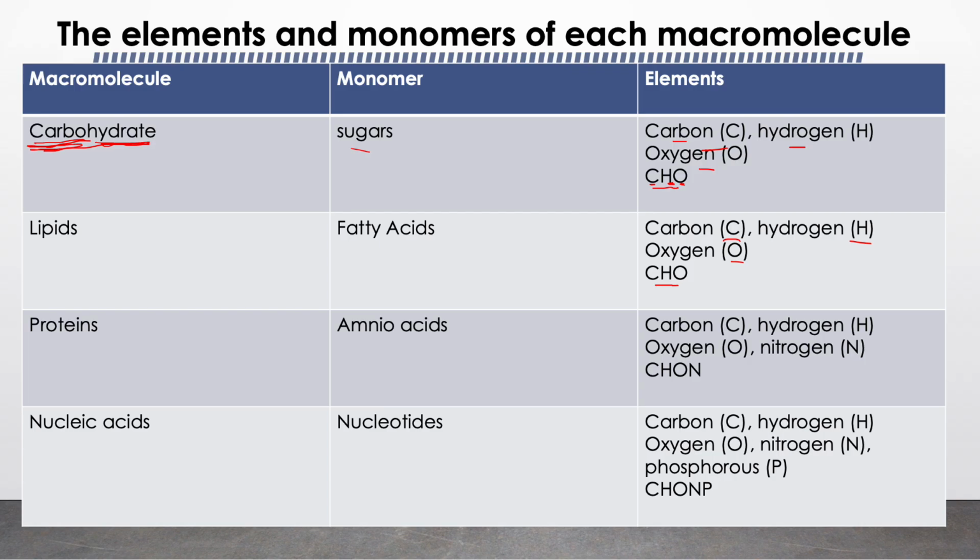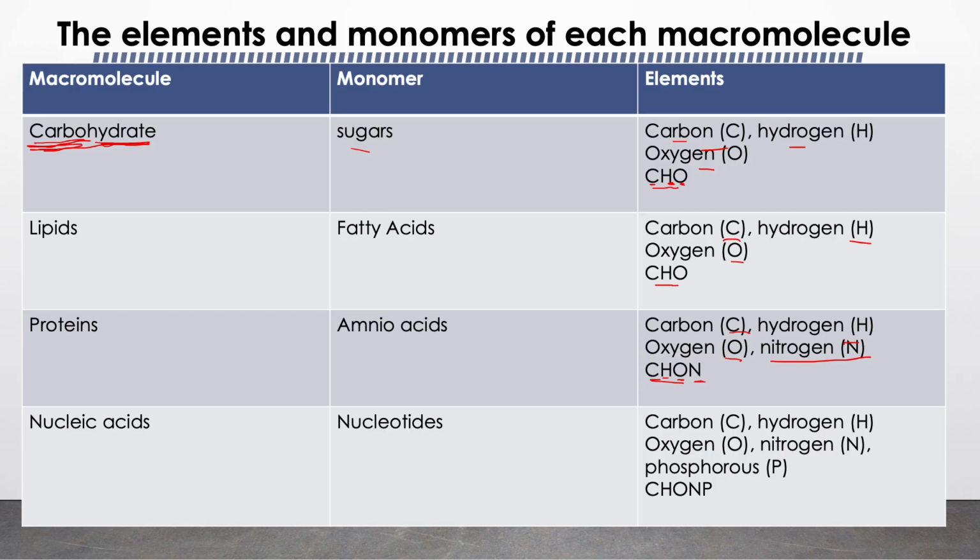Again, it's the number of the atoms and then the different arrangement that's going to change whether it's a lipid or a carbohydrate. Our protein's monomers are amino acids. The elements involved for a protein, again, we have carbon, hydrogen, and oxygen, but now we're introducing nitrogen, which is the symbol N. Some students will say CHON, okay? Carbon, hydrogen, oxygen, and nitrogen.